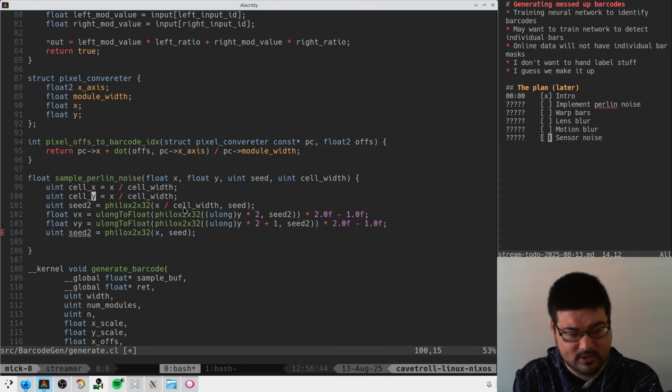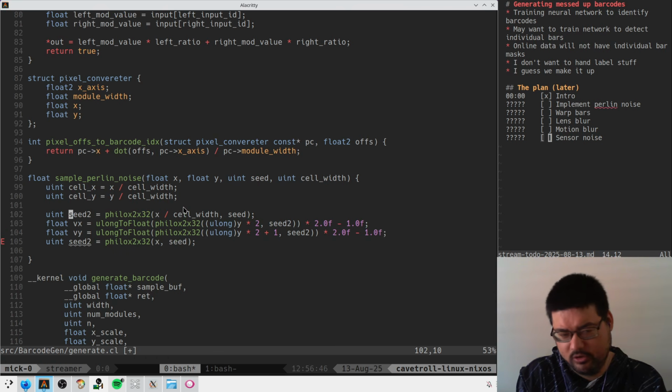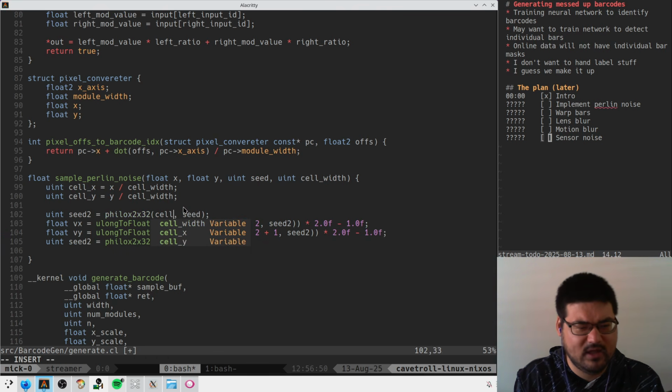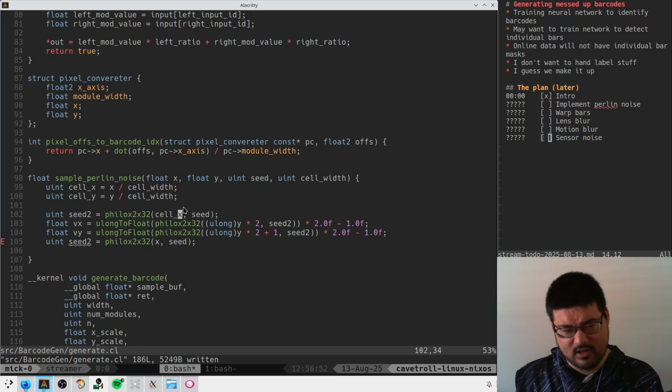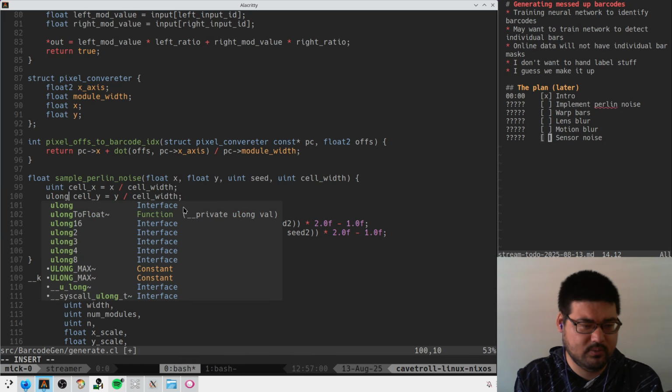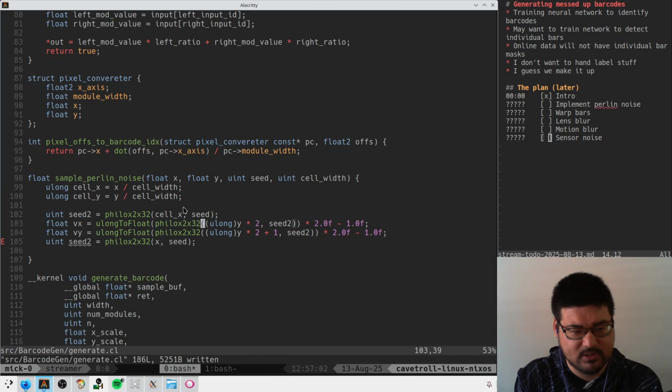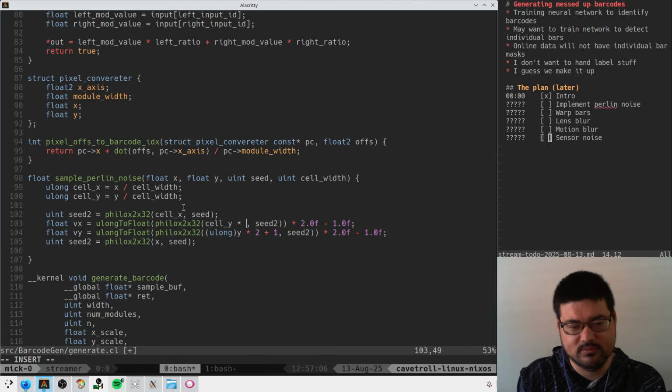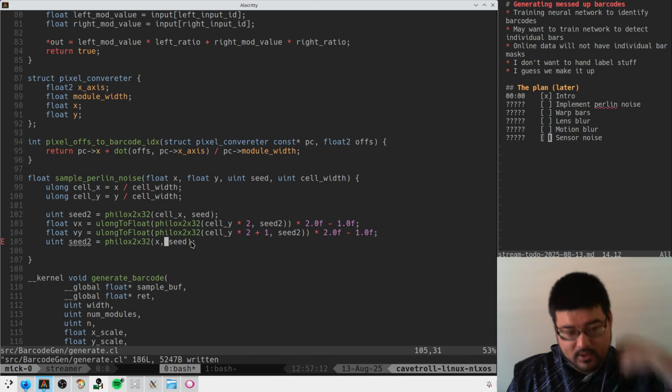We have cell y is y over cell width, because we're calling them square for now, forcing that. Then we use cell x here, so that every cell has the same generator. Okay, and then we use cell y here, and it looks like we want these as u longs, actually, because they're being used as inputs to the PRNG. And then we have cell y times 2, cell y times 2 plus 1. Yeah, okay.